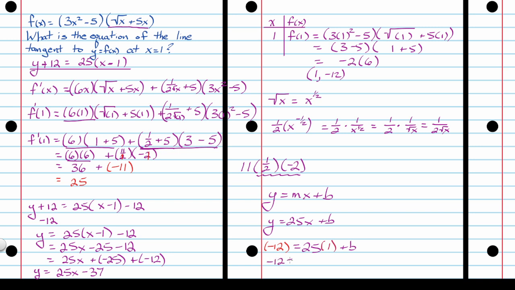So I get negative 12 is equal to 25 plus b. I subtract 25 from each side of my equation. Again, I think of it as negative 12 plus negative 25, and I get negative 37 equals b. Then I can write my equation. Output is input times my slope, leave x as a variable. Instead of writing plus negative 37, I just write minus 37. So that's how you can get slope-intercept form or point slope form of a line that is tangent to this fun curve right here. If you have any questions, please let me know. I'm always happy to help.